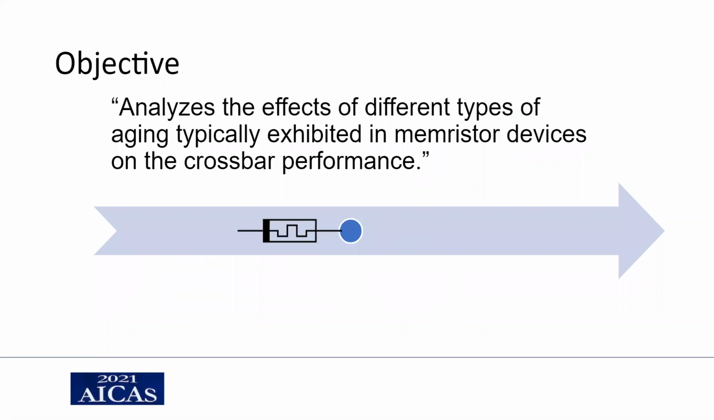Here, we are going to consider how aging can affect the memristor crossbar performance. The crossbar structure we are considering here is the LSTM neural architecture.